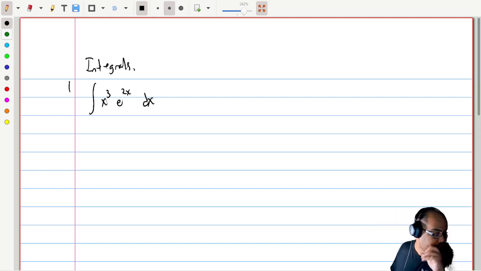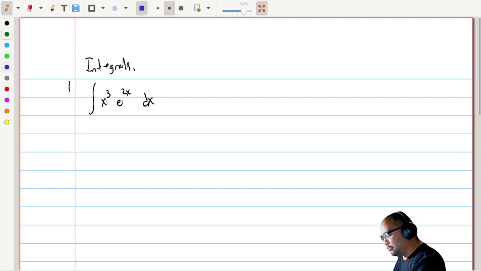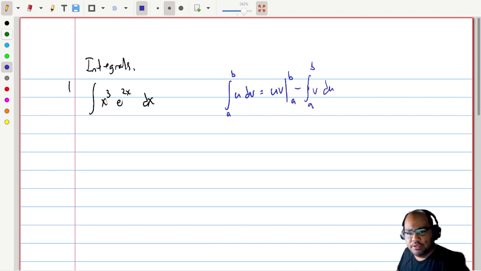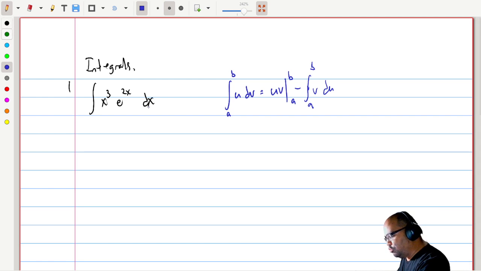All right, so integration by parts. Remember that the formula here that we have is, I'll write the definite integral version here. And so the integral of u dv is equal to uv on the boundary minus the integral of v du. So I'll encourage you to watch my integration by parts videos on that. The heuristic to remember is LIATE.